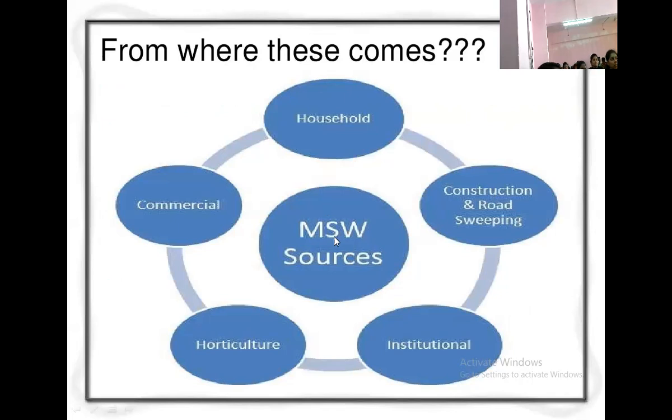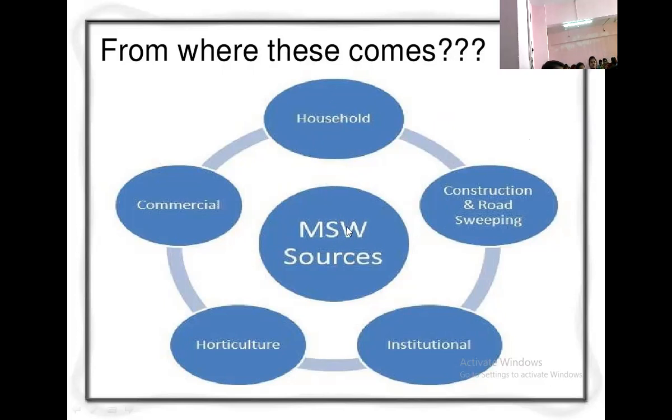From where does this waste come? In this flow chart that is given, MSW sources. MSW means municipal solid waste. From which source? This solid waste is collected from households, from the houses. It may be in the form of solid waste or liquid waste. Municipal solid waste, daily in your society, you collect the waste in the form of dry waste and wet waste, which we call सुका कचरा and ओला कचरा. We divide the waste into these two parts and dump it in the garbage van.